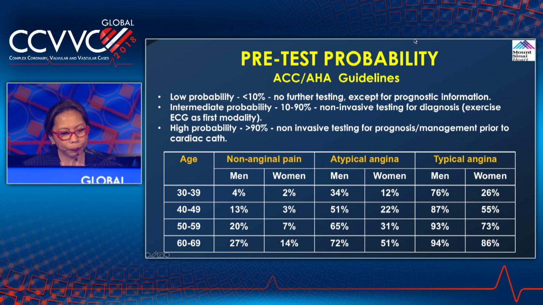So as you can see, as you grow older, in the 60s to 69, women get an 86% probability that this is a CAD, as compared to men, where it's 94%. At a younger age, for men having atypical chest pain, it's only 34%, but for women, mind you, it's only 12%.